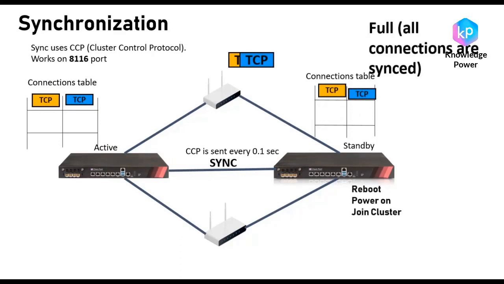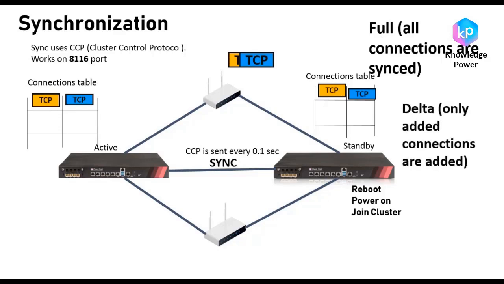Just to remind you, because it's really important, if you reboot a device, or it's just joining the cluster and has to synchronize the whole connection table from scratch with the active device, it is called full sync. It works on encrypted TCP port 256. If you're going to troubleshoot in the future why it's not working, or if the traffic is being blocked, you're going to use that port 256. And delta sync is only for added connections, working on all interfaces.